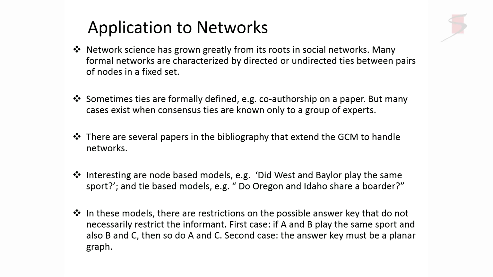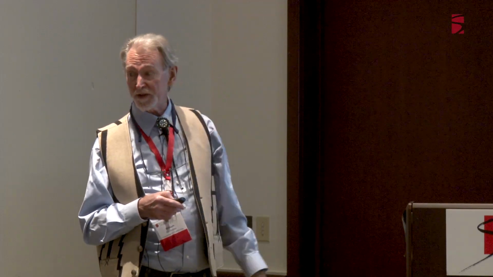Yeah, we've got models for tie-based and nodal-based models. Did West and Baylor play the same sport would be a nodal-based model, and does Idaho and Colorado share a border would be a tie-based model. And the interesting thing about this is that the individuals can make all kinds of responses, some of which are incompatible. If West and Baylor played the same sport and Baylor and Chamberlain did, obviously West and Chamberlain would, but they don't have to answer that way. But the MC had better get an answer key that satisfies these side constraints. So that's kind of fun.